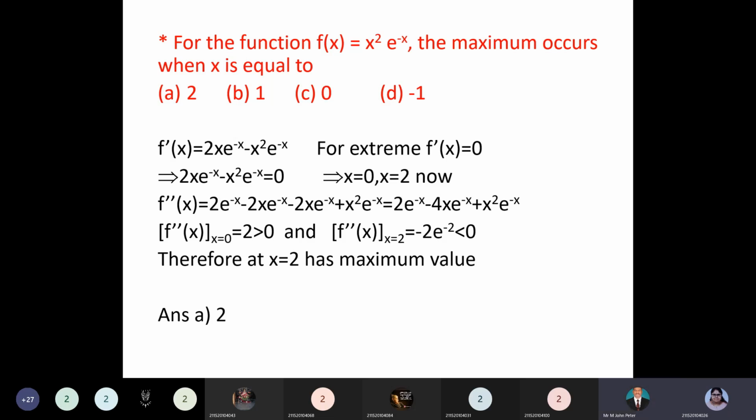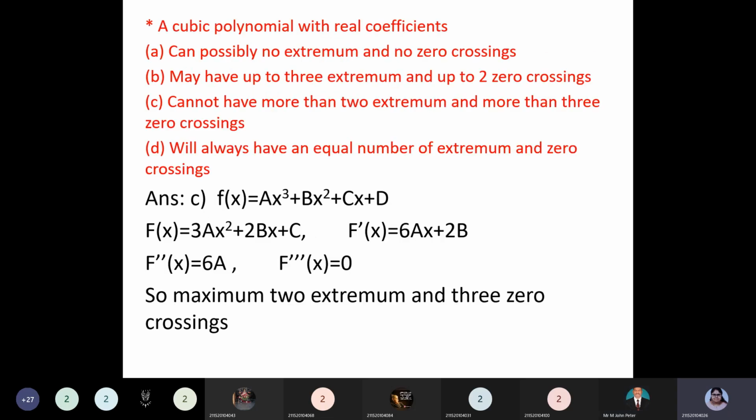Okay, so 3 options, again same kind, but the function is an exponential function. So there is x square into e power minus x. Here identify the extreme point first, then we have to identify what will be the maximum value. So f dash of x, here x square e power minus x. UV method we have to apply. So first differentiate x square as 2x, e power minus x as a constant. That's what it is given. Do follow.